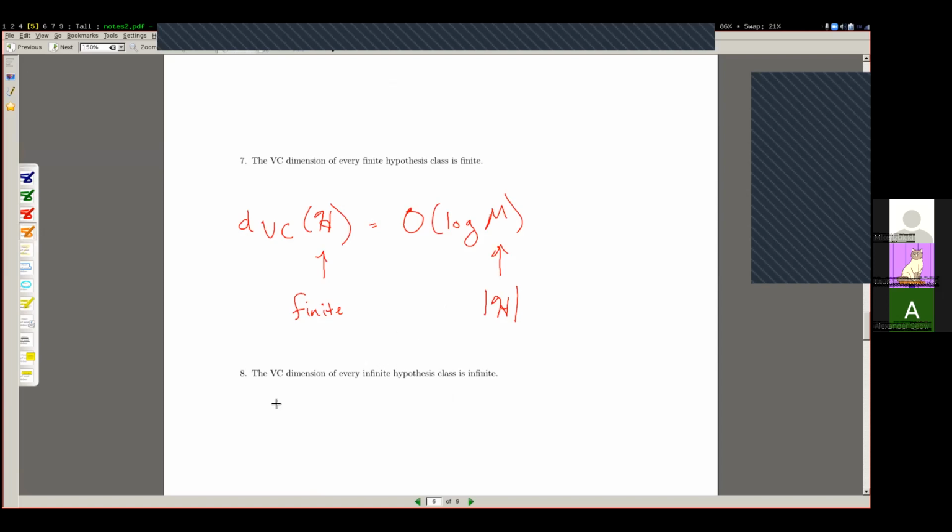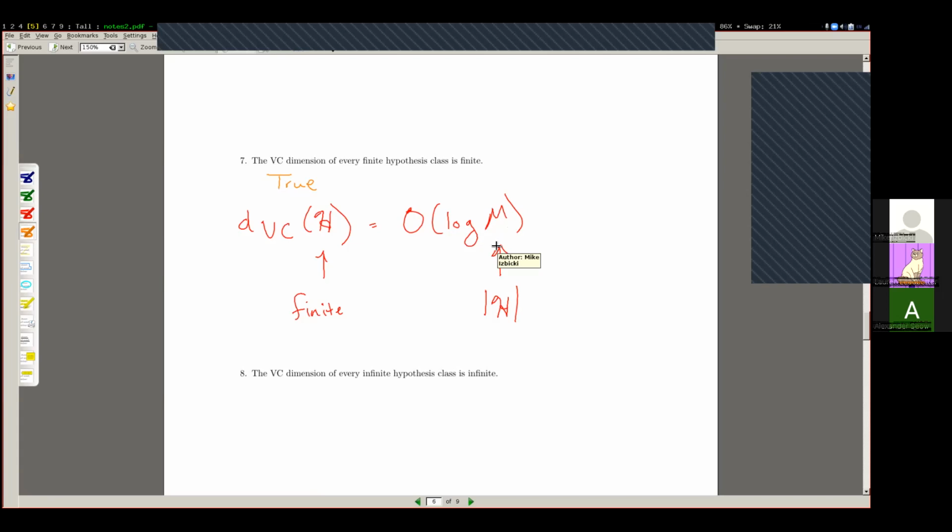And so if the hypothesis class is finite, that means M is finite, so this whole thing over here is going to be finite. So that is going to be true. This big O right here, you can't make it a theta. It must be O. There are finite hypothesis classes of arbitrarily large size with constant VC dimension. But the biggest it can possibly be is log of M.